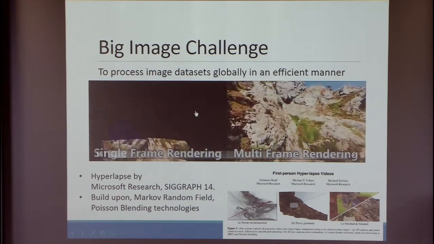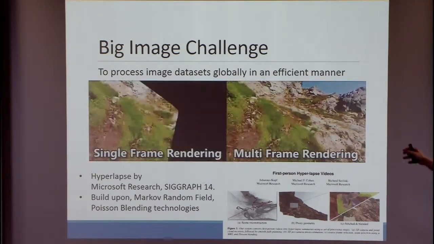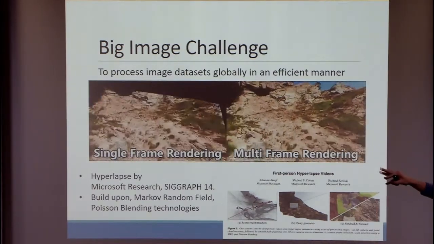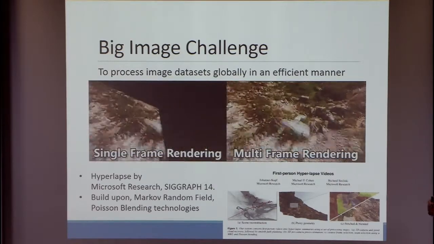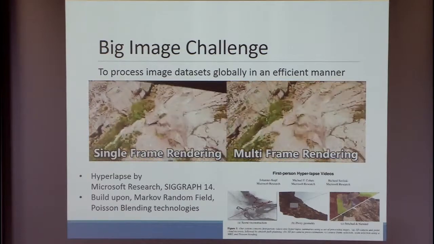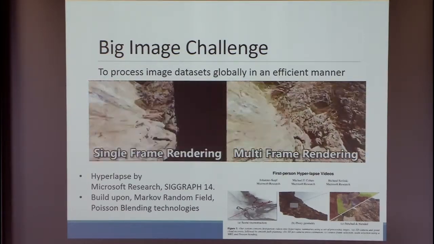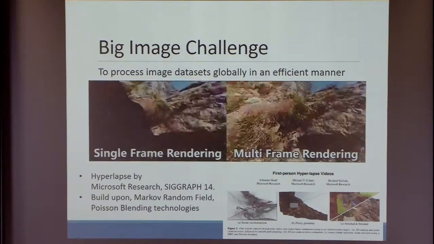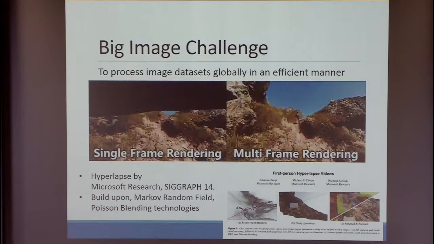As you can see, if you have the entire data cube, you can actually compensate for missing pixels way better than any kind of electro-optic stabilization software you have today. And this is built upon a few techniques. They use Markov random field and Poisson blending technologies. Okay, so that's the big image challenge itself.